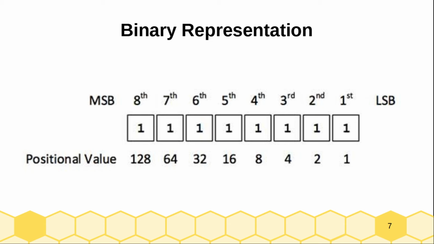You can see in the image there is the MSB and the LSB, and the positional values range from 1, 2, 4, 8, 16, 32, 64 and 128. That is 2 power 0, 2 power 1, 2 power 2, 2 power 3, 2 power 4, 2 power 5, 2 power 6, 2 power 7. Okay, there are the 8 bits.